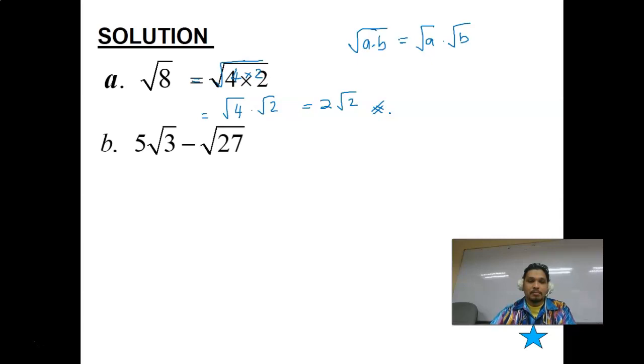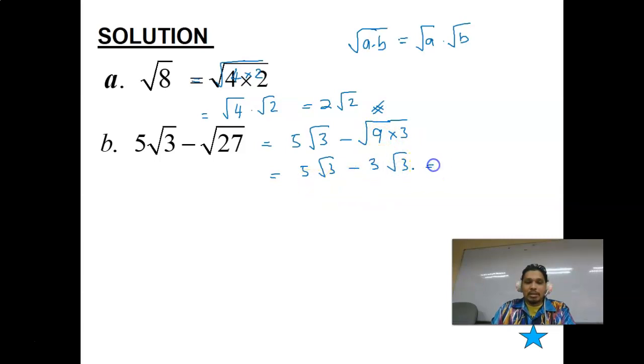Next, what about this one here now? Which is 5 square root of 3 minus square root of 27, which is 9 times 3. So then 5 square root of 3, and square root of 9 equals 3, with square root of 3. So then you come 5 minus 3 equals 2 square root of 3.